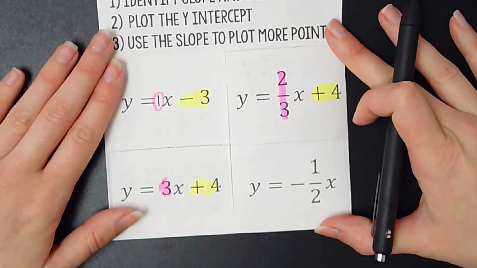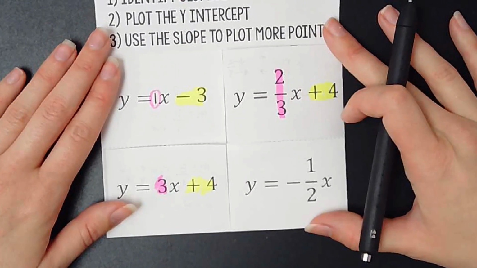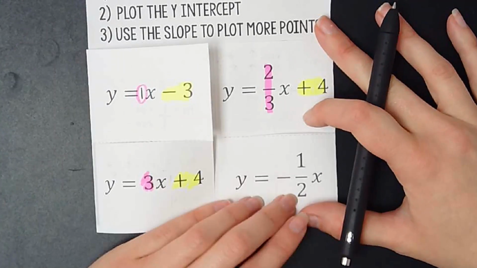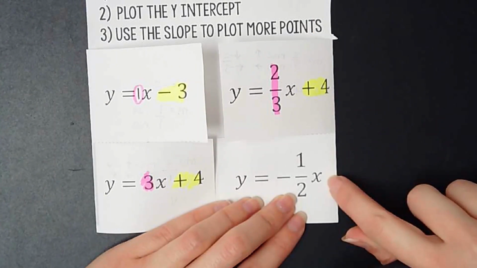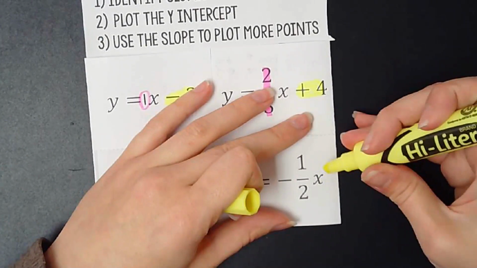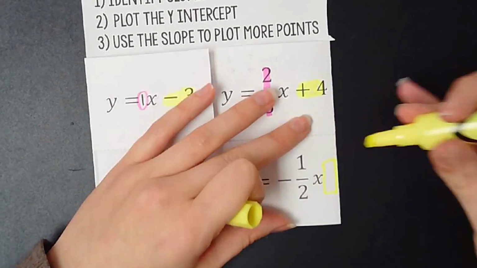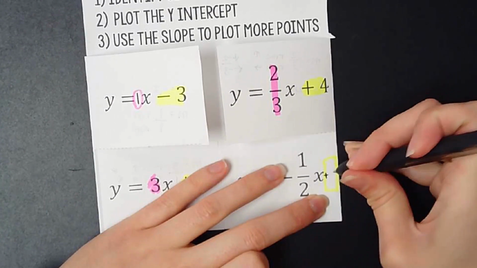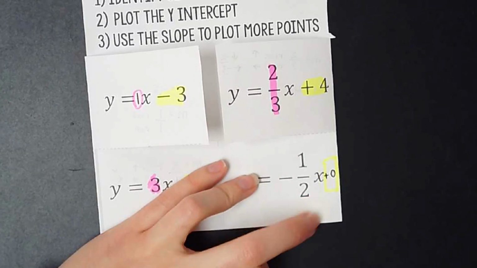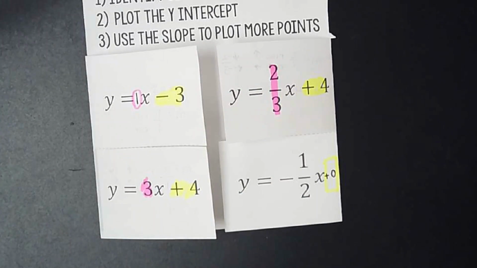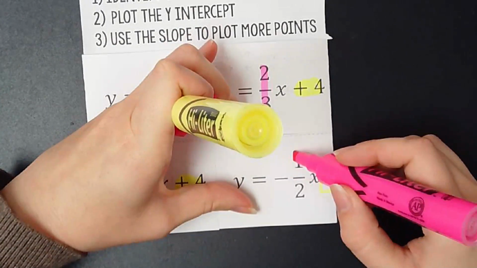Our last example, this equation says y equals negative 1/2 x. So in this case, I don't see a y-intercept. What that means is that my y-intercept over here is actually 0. There's an invisible plus 0 happening. So if I'm adding 0, I don't need to write that down. And my slope is negative 1/2.